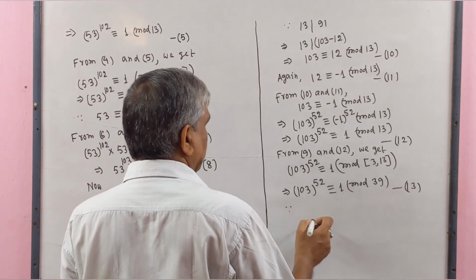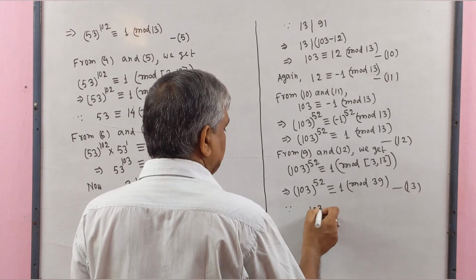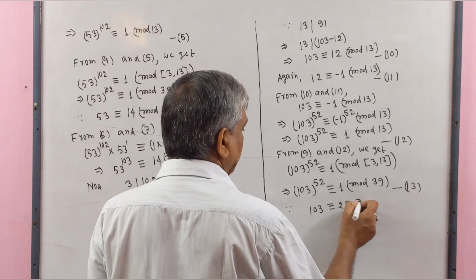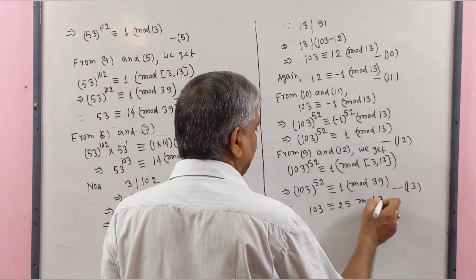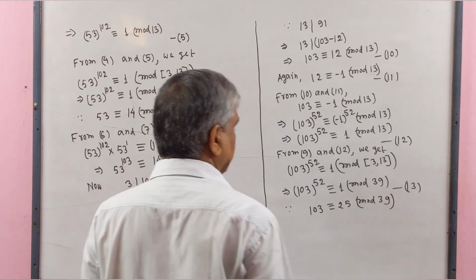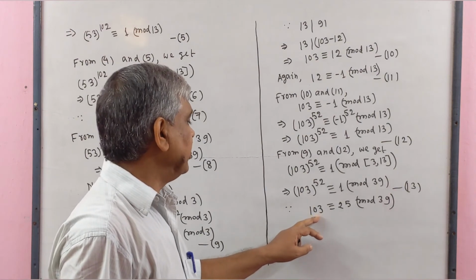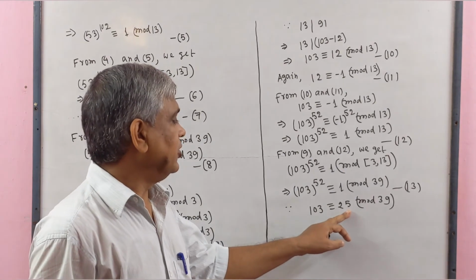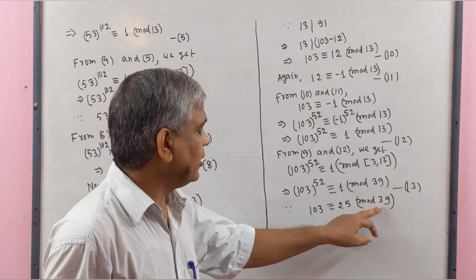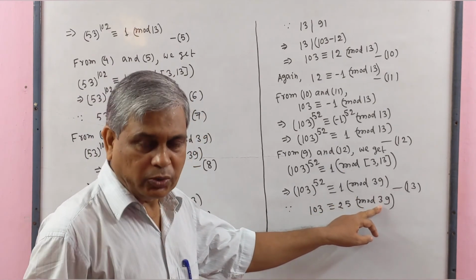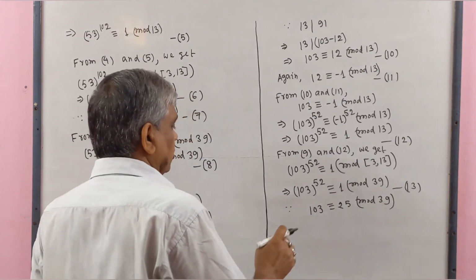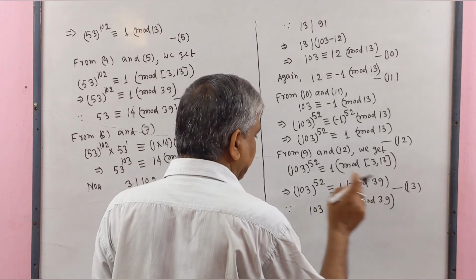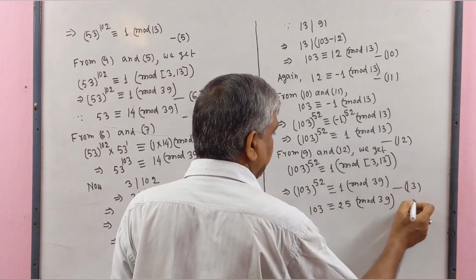Since 103 is congruent to 25 modulo 39: if 103 minus 25, which equals 78, is divided by 39, then the remainder is 0. So 103 is congruent to 25 modulo 39. This is number 14.